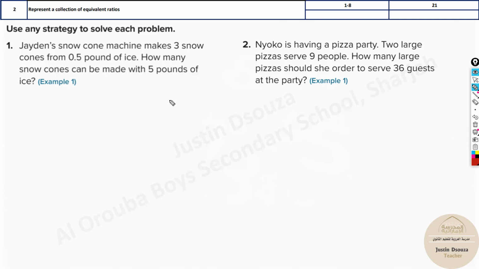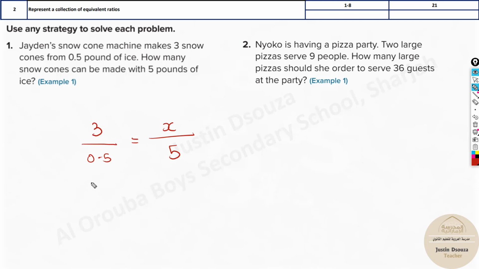Now there are so many ways to solve this. One of the ways is Jaden's snow cone machine makes how many snow cones? 3 snow cones out of how much ice? 0.5. Write a ratio 3 divided by 0.5 and equate it to equivalent ratios, right? Equate it to what? How many snow cones can be made? Unknown value can be made if we have 5 pounds of ice. This is the relation.